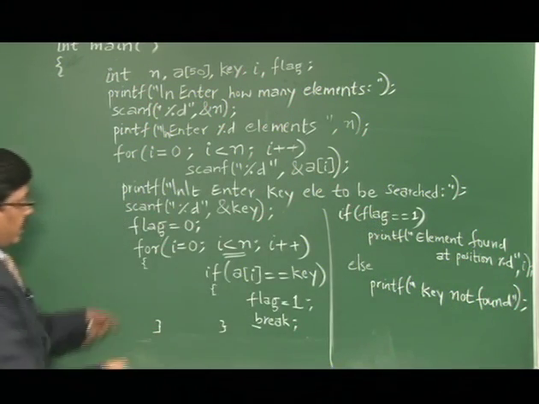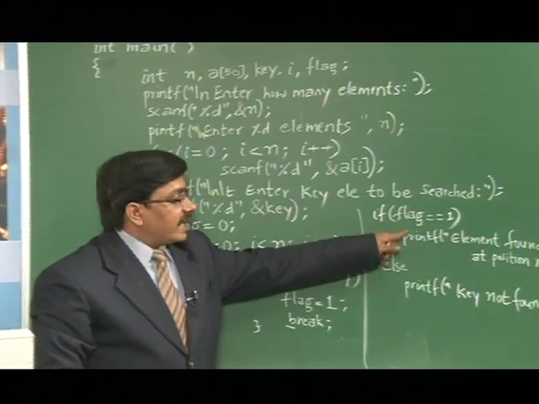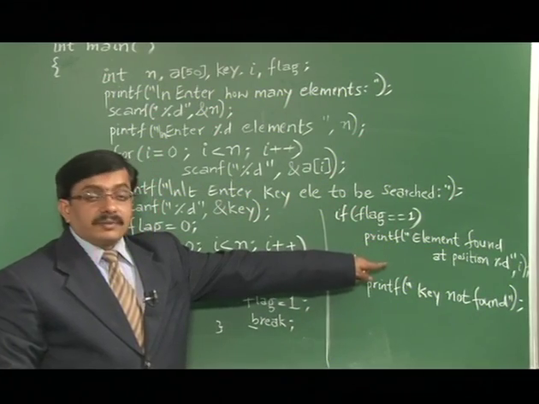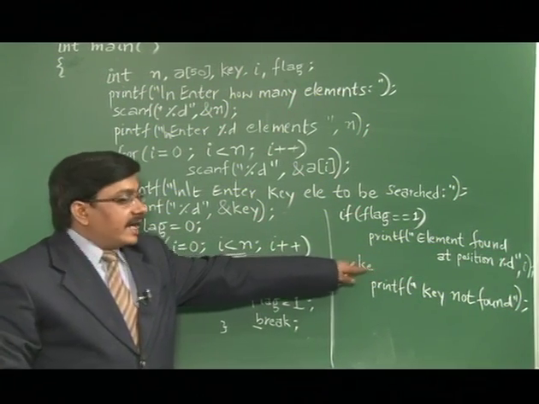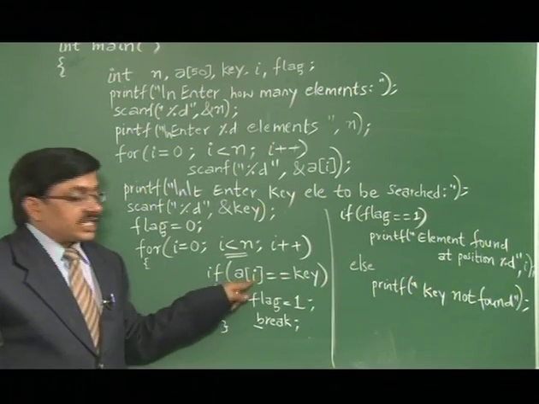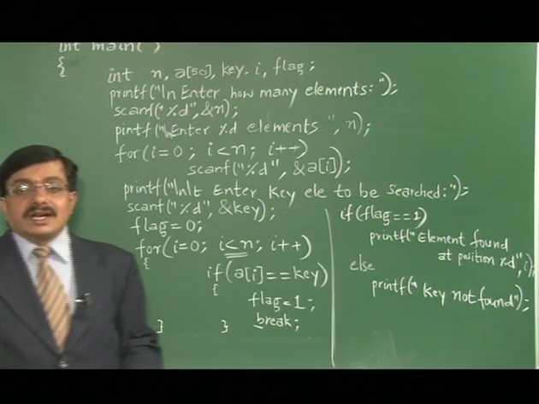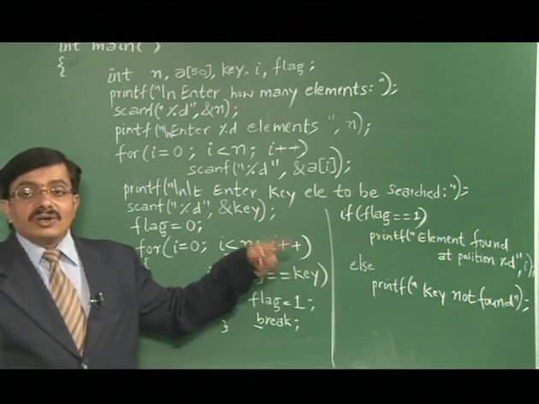Fine. So only after the for loop, what is to be written? I have mentioned here, if flag is equal to 1, we can print that the element is found, that is a successful result. And here we can also print the position, the i value, whatever it was when the key was found. That value is the position of the key element in the list, and we display the position only on a successful search.